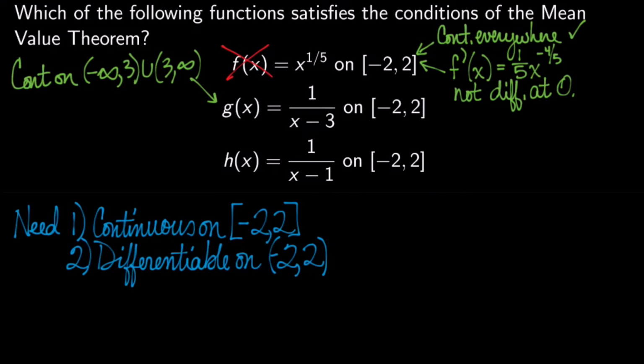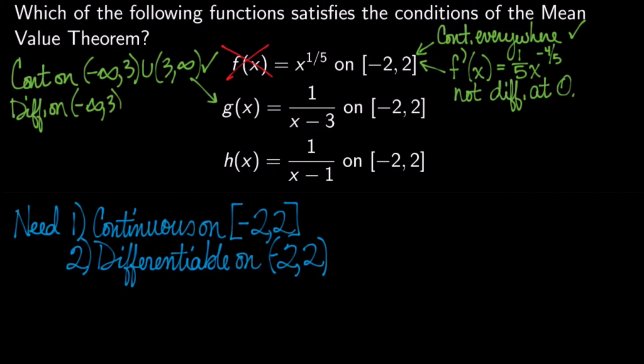Next we have g. g, 1 over x minus 3, is continuous everywhere except 3, right? That's the thing about rational functions. They're continuous everywhere that they're defined. That makes them kind of easy to work with in a way. It's continuous everywhere except 3. I don't care that it's discontinuous at 3 because the interval is negative 2 to 2. So I consider that a plus.